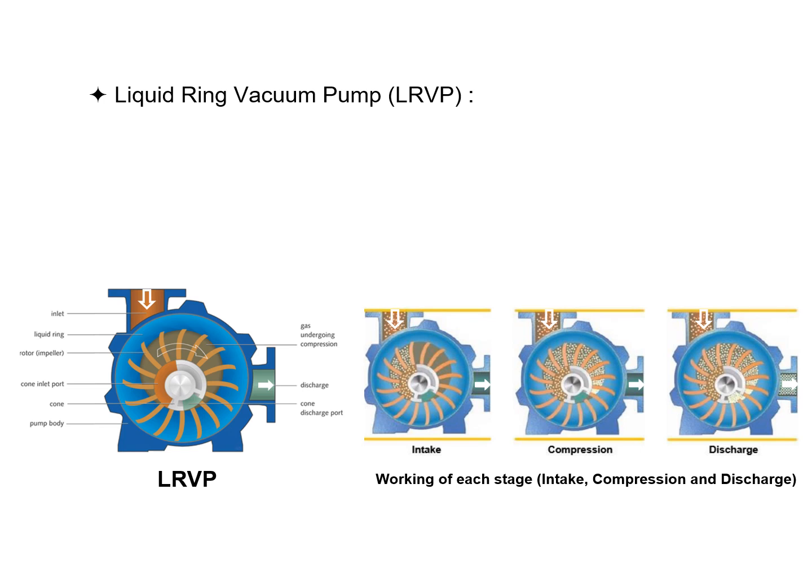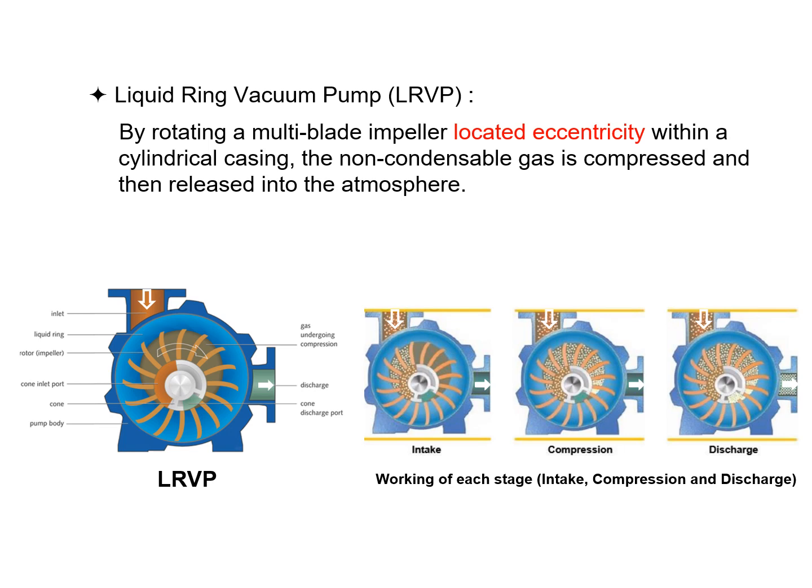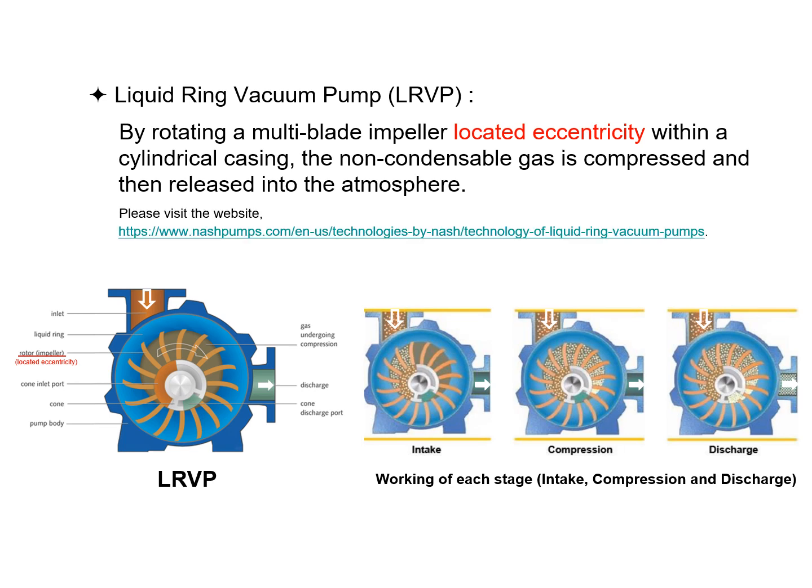Here is how the liquid ring vacuum pump functions. By rotating a multi-blade impeller located eccentrically within the cylindrical casing, the non-condensable gas is compressed and then released into the atmosphere. For a deeper understanding and a video demo, please visit the website.